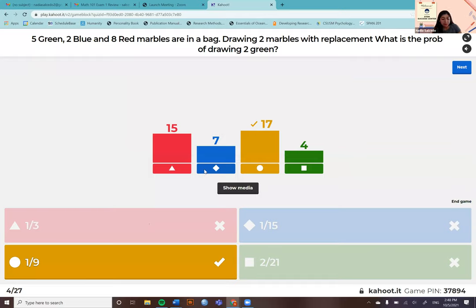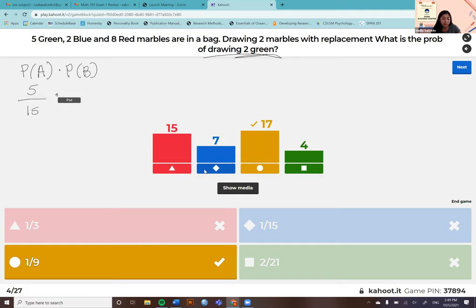There's 5 green, 2 blue, 8 red in a bag. Drawing 2 marbles with replacement, what is the probability of drawing 2 green? In the chat, you guys are talking about whether it's adding or multiplying probability. The reason it is multiplying is because they are independent events. When they're independent, meaning the probability of getting one event doesn't affect the probability of getting the other, we can multiply them. So in this case, the probability of event A, drawing 1 green marble, would be 5 out of the total 15 marbles.